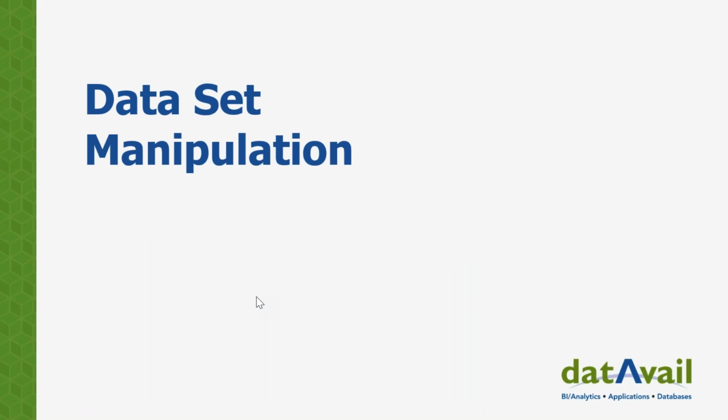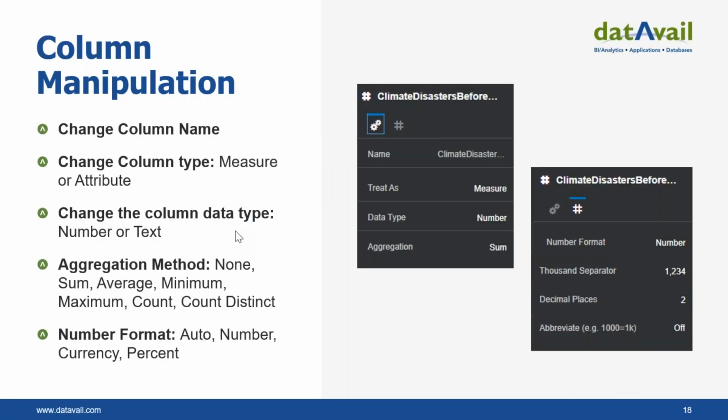Now let's get into data set manipulation, where the majority of your cleaning happens, making sure it's ready for visualization, that it is the best representation of your data. In the bottom left-hand side of the screen, there's a few different things you can do right off the bat. You can change a column name. You can change them from measures or attributes.